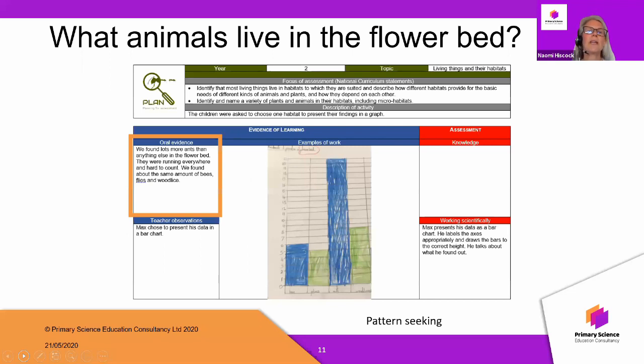What I'm going to ask you to do now is look at some examples from year 2. This is Max in year 2. Just going to give you a few examples to look at, and I want you to think about, is this sufficient? Is Max showing us that he's secure with the working scientifically skills of drawing conclusions, or is there stuff that you would like him to be doing in addition? So if you just look at this, and particularly that oral evidence box. So think about what that's telling us about Max's ability to draw conclusions.